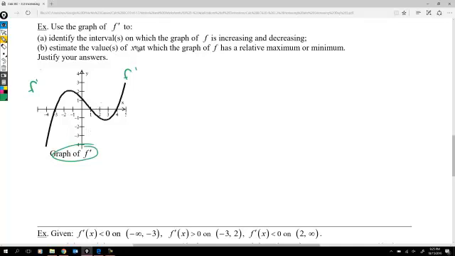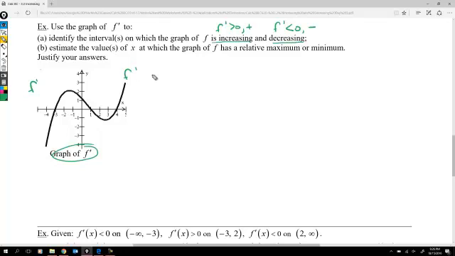Now we're asked to identify on which intervals the graph of f, not f prime, is increasing and decreasing. The way we can tell that from our derivative graph is where we are positive and negative. If f prime is greater than 0, or positive, then my original function is increasing. If f prime is less than 0, or negative, my original function is decreasing. So I'm really looking for the intervals where my derivative graph is above and below the x-axis.